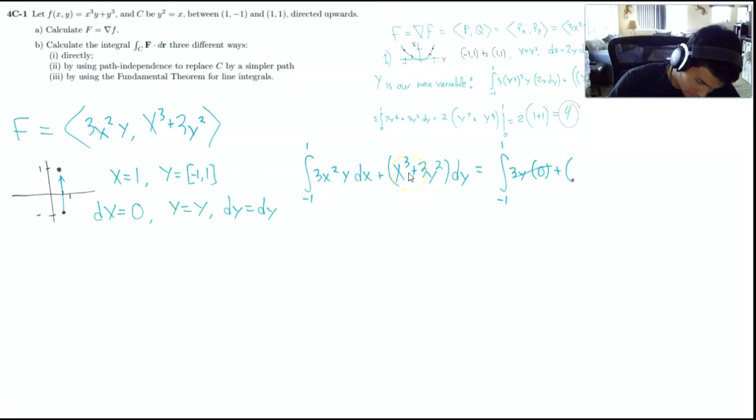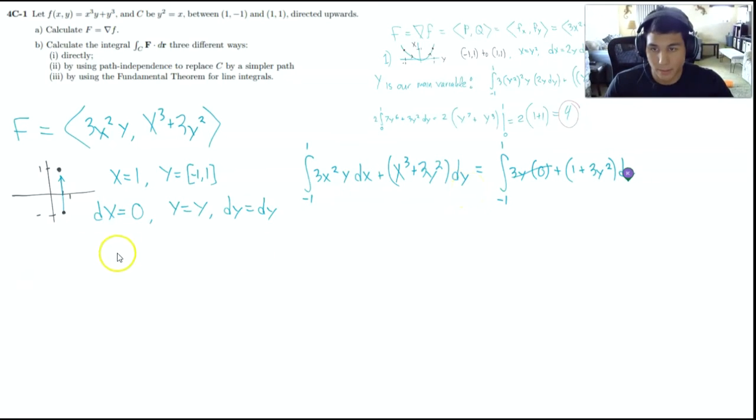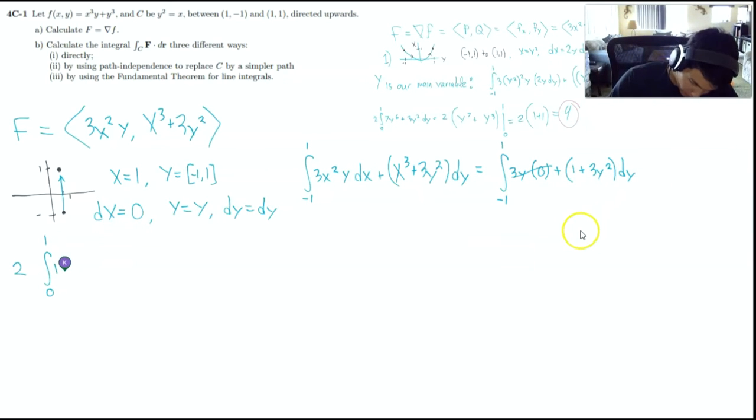x cubed, well, that's the same thing as just 1 cubed, which is 1, and 3y squared. Yep, y is equal to y, so it's just 3y squared, and dy. Alright, so I'm going to write it now over here, and I'm also going to do that trick, because we only have 3y squared. We can definitely do this trick here, where we times the integral by 2, and make our bounds 1 to 0 to get rid of that negative 1, just so we don't have to do extra math later on. So 3y squared, dy, and then this becomes 2y plus y cubed.